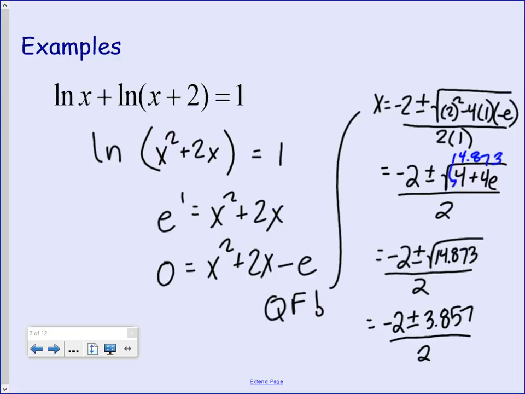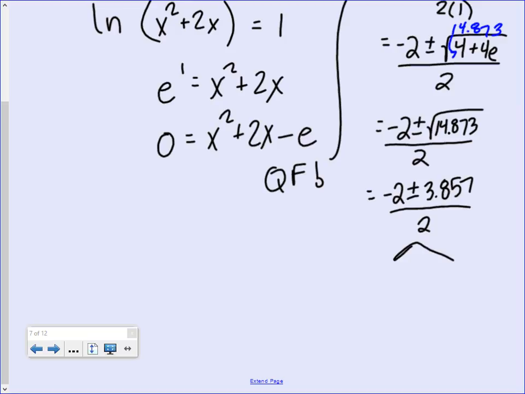Now, you should simplify this so that you have 2 answers. Okay, negative 2 plus 3.857 all over 2. Negative 2 minus 3.857 all over 2. And I get 0.928.